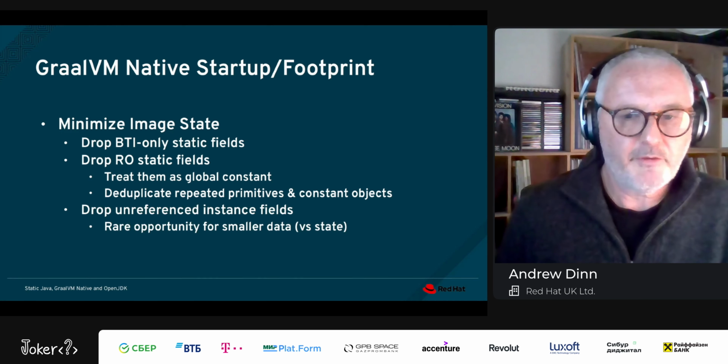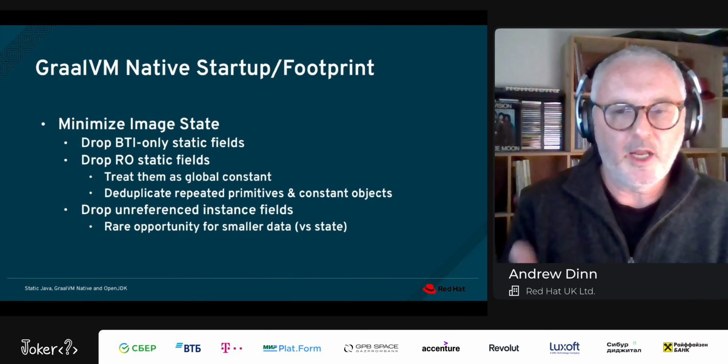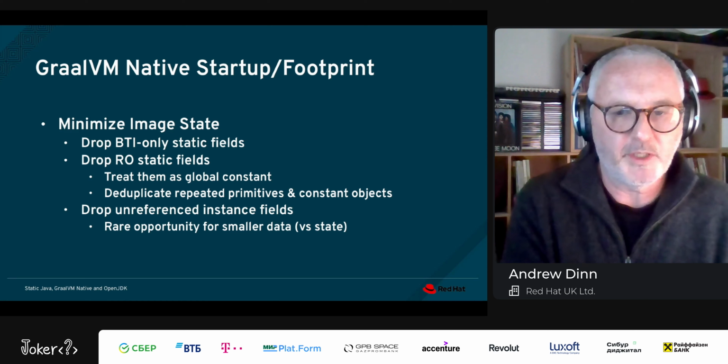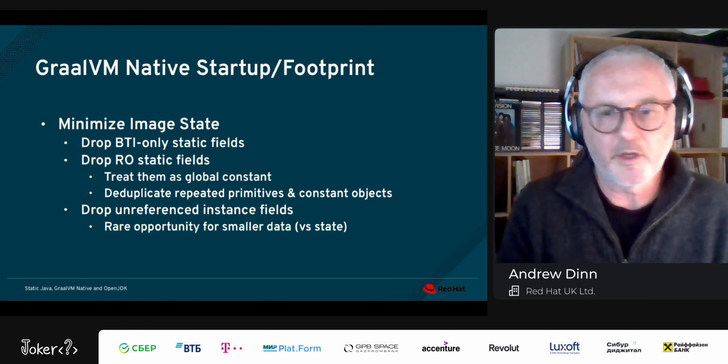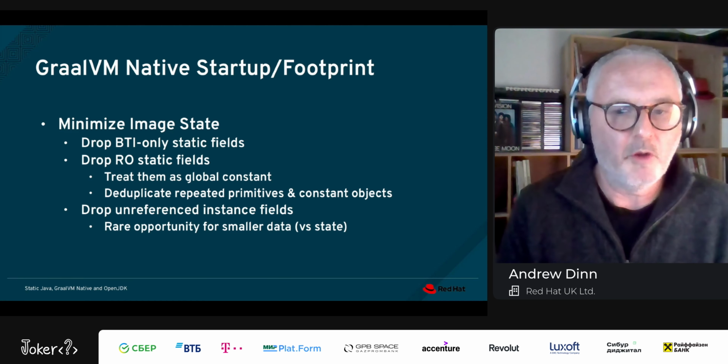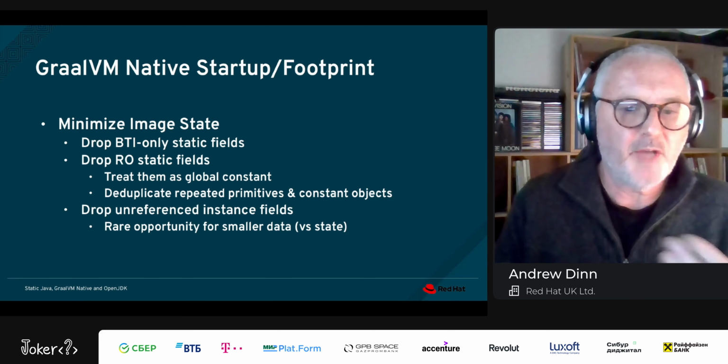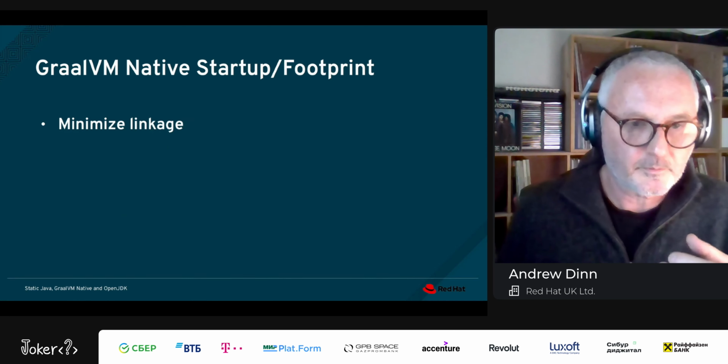And then if you're lucky enough to have an instance field that's not used, imagine you've got a library which has an object which has various bits of state in it, but the paths that are used only use some of that state. You can even make your objects shorter. And that's really beneficial because you get per object savings.